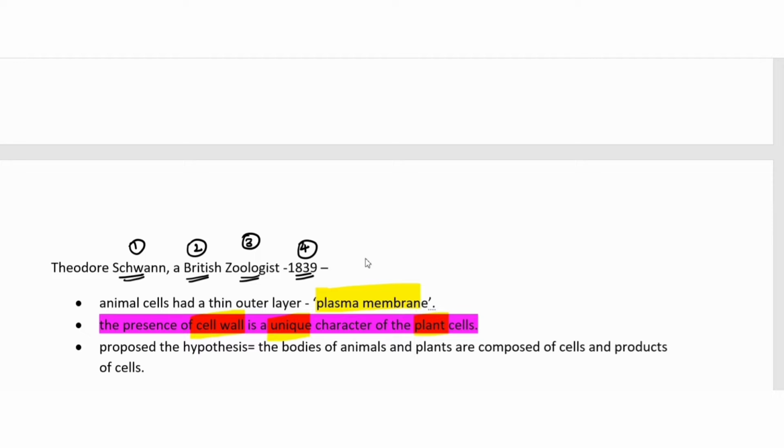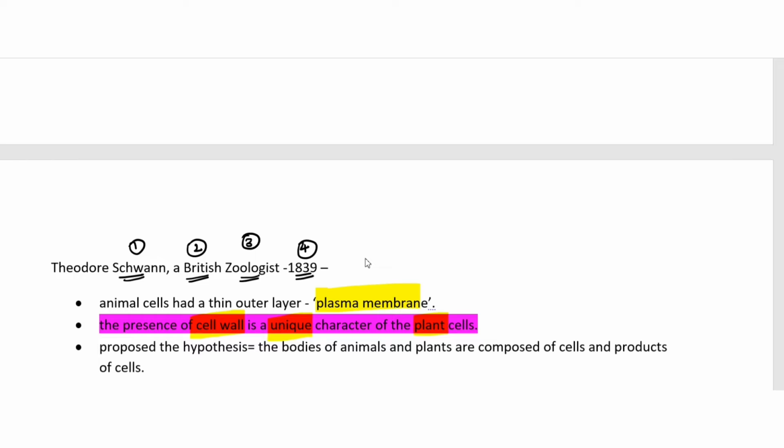This was found out by, and the first option will be Schleiden. And we all will think, yes, he is a botanist, so this is something about plants, so he must have found it out. No. This is clearly given in your NCERT, and that's why your NCERT plays an important role. Although Schwann is a zoologist, he found out that the presence of cell wall is a unique character of plant cells.